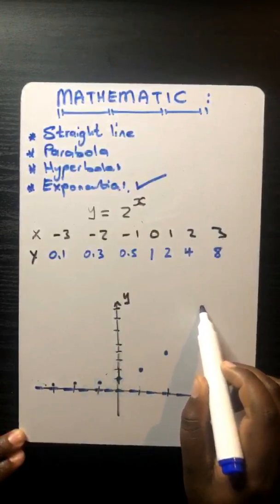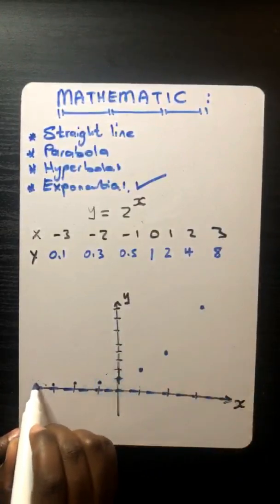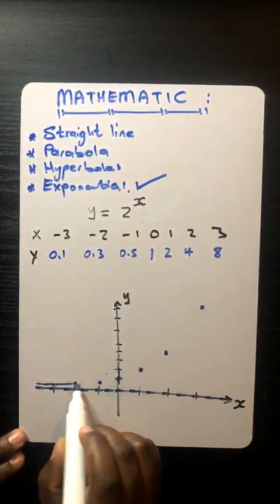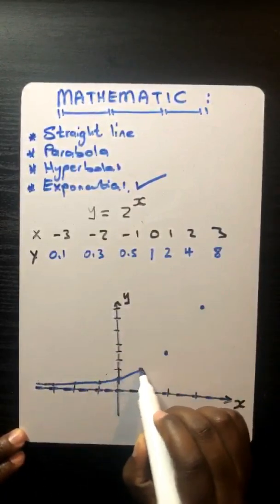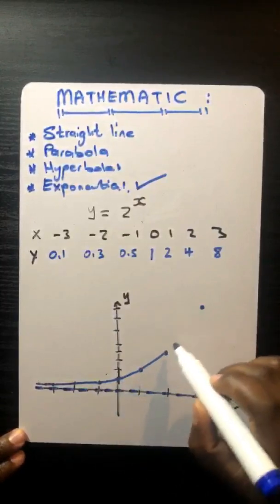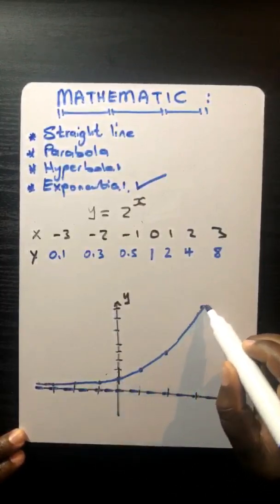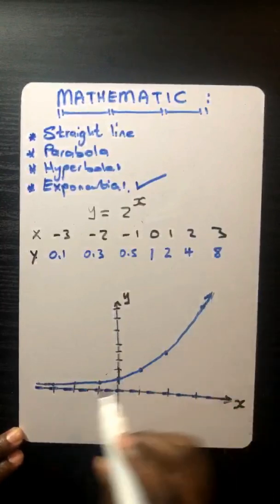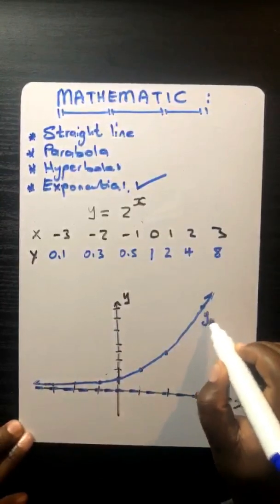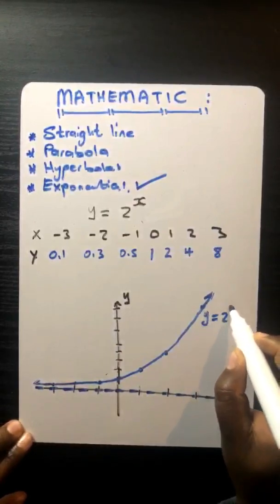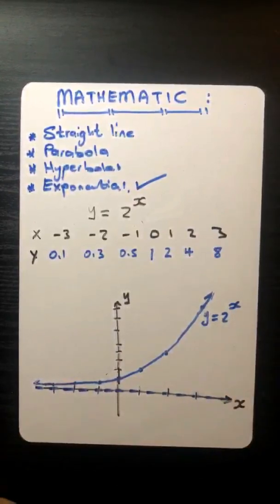8, maybe something somewhere there. So can you guys see that it is just a matter of you joining, you are connecting the dots, forming that shape of an exponential, and then it continues. So this is the function of y equals 2 to the exponent of x.